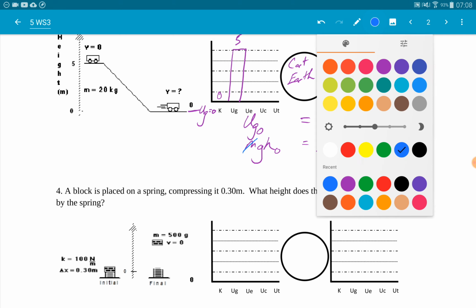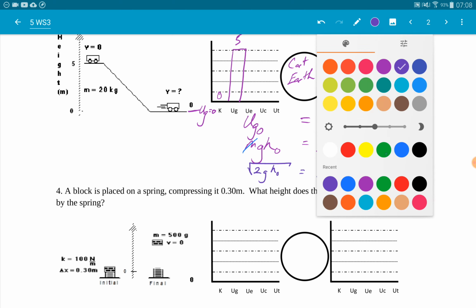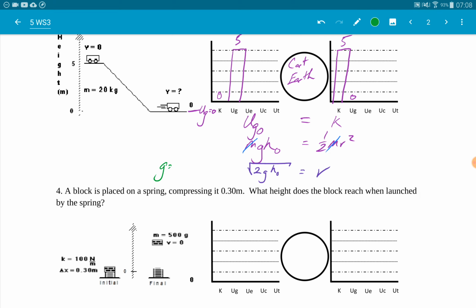And so let me change back to purple. And that's going to be V is equal to the square root of 2gh, and the height at the beginning specifically. Let me plug in some numbers there. What do we know? We know that g is 9.8 as it always is on Earth. The height there is 5, and so I put these in.